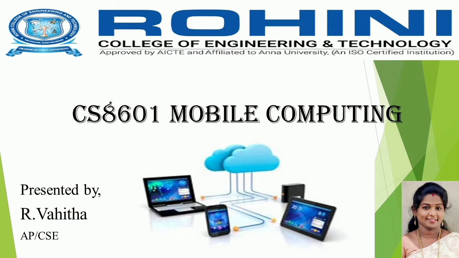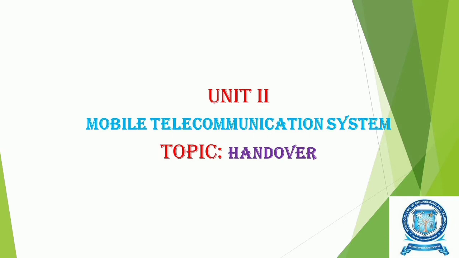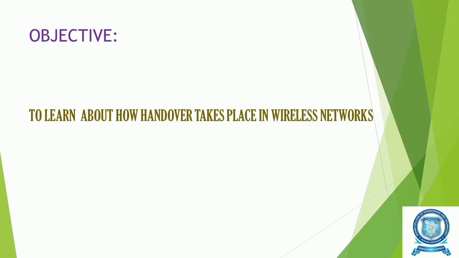I am here to explain a few concepts of the subject CS8601 Mobile Computing. We are dealing with Unit 2 here, that is Mobile Telecommunication System. The topic explained here is the handover. First, let us know the objective of learning this handover. The objective is to learn about the handover taking place in wireless networks.